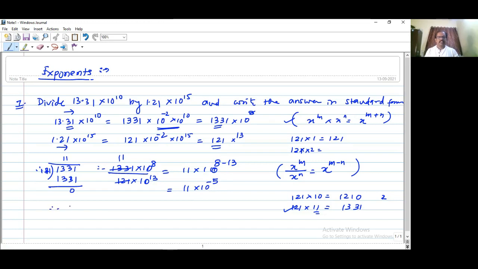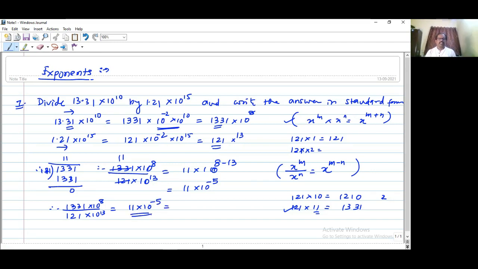Okay, so I can write 1331 into 10 to the power 8 upon 121 into 10 to the power 13. It can be expressed as, we got it as 11 into 10 to the power minus 5. Right? It was 11 into 10 to the power minus 5.